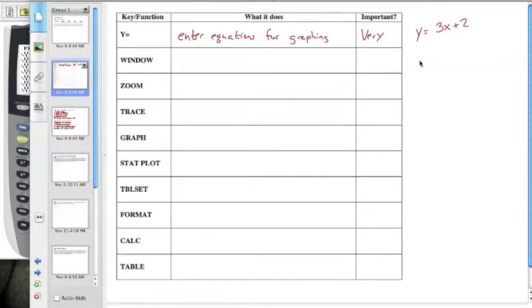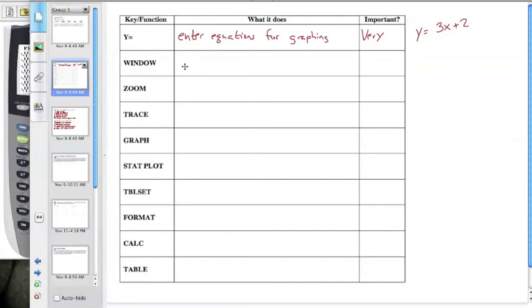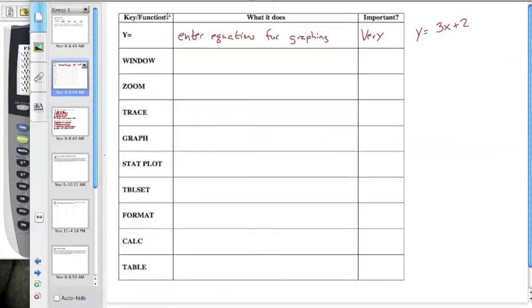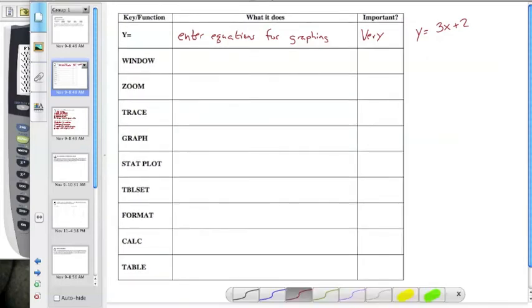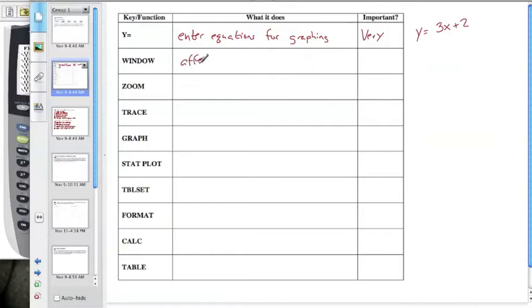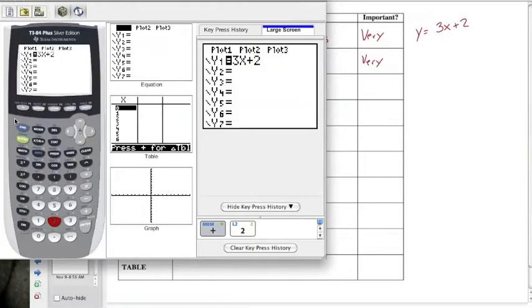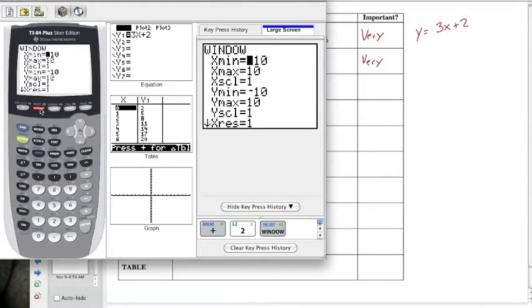The next button is the window button. This affects the display. This is another very important button, and we will talk more about the window in a little bit. But for now, notice that if I hit the window, I get this sort of screen. And again, we'll talk in a little bit about what that means.